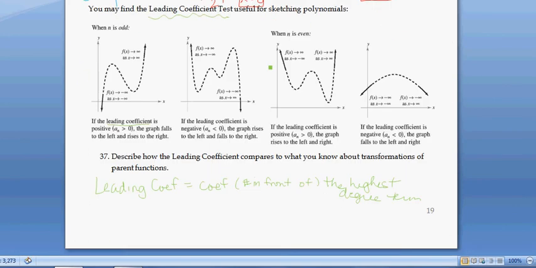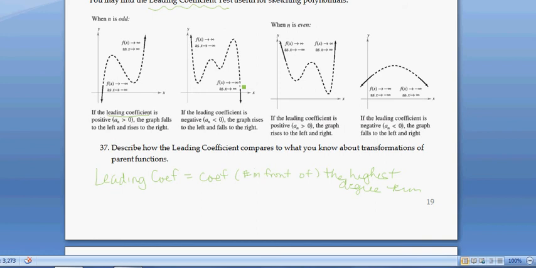Okay, so if the leading coefficient is positive, we see that it's going to have this sort of shape. If the leading coefficient is negative, it has this shape. And then for even, likewise. So in this case, for the last example we were just looking at, we were looking at an even polynomial, fourth degree. And we have that the leading coefficient is negative. So this tells us that the ends are going to be going down.